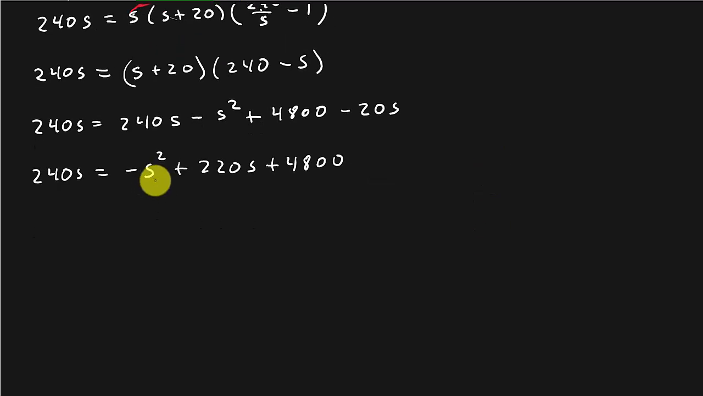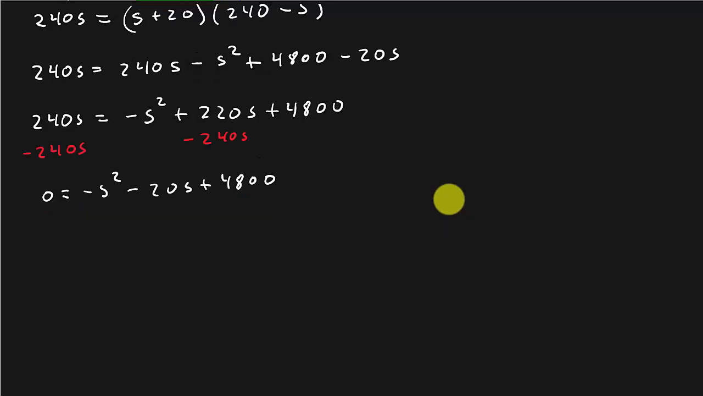And so now I'm going to move the S squared to the left-hand side. Well, let's do this. It'll make it a little bit easier, maybe not as confusing. Subtract 240S from both sides. And so that's going to give me 0 is negative S squared minus 20S plus 4,800.